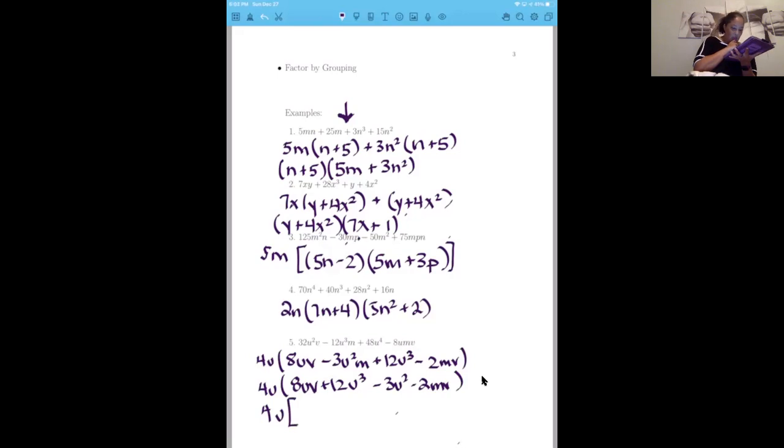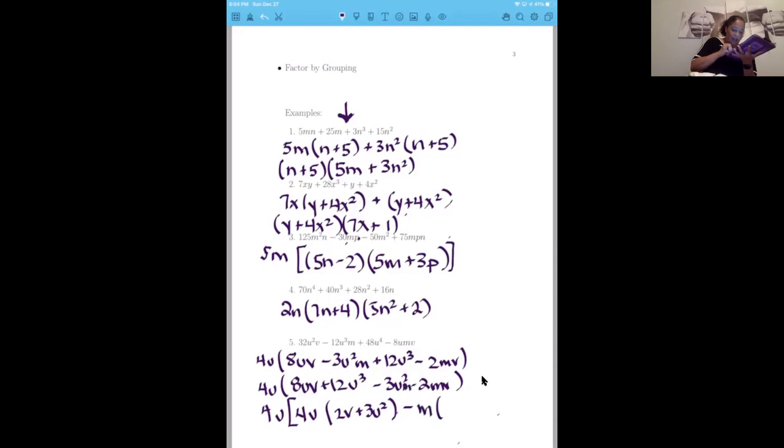From 8uv and 12u cubed, what I have in common is a 4u. From 8uv, that leaves me with a 2v. And from 12u cubed, that leaves me plus a 3u squared. And again, I have a negative sign in between the pairing of groupings. So I'm going to factor out a negative. Wait a minute, I'm missing something. An m right there. That's why I put them together. All right, so let's factor out a negative m.